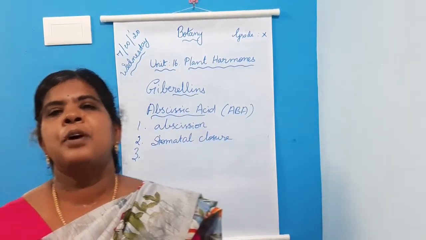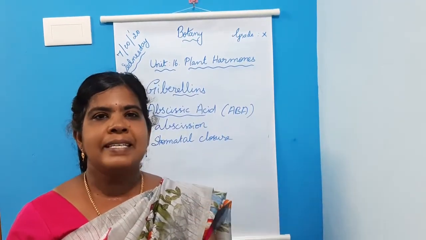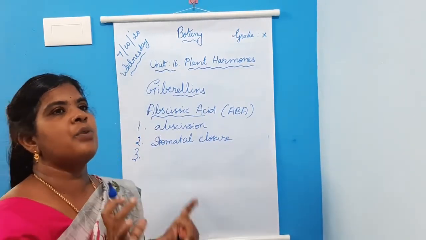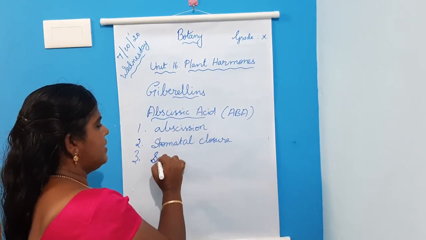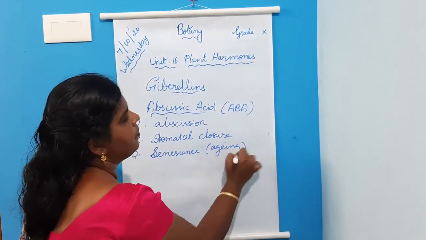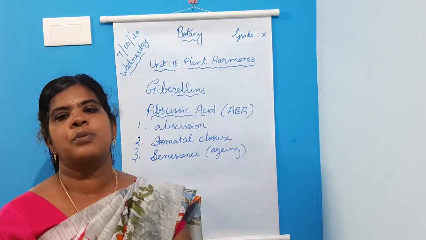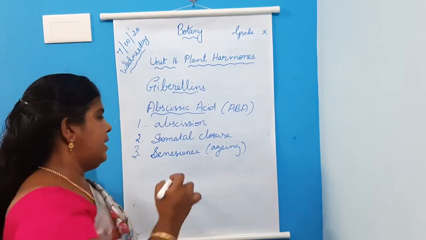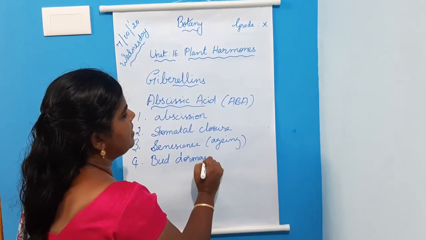Third effect is it promotes senescence. What do you mean by senescence? Aging. ABA promotes senescence in leaves by causing loss or reduction of chlorophyll. Senescence means aging. Then ABA induces bud dormancy. Dormancy in the sense deep sleep.